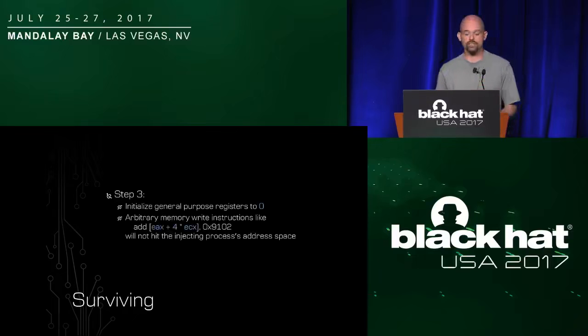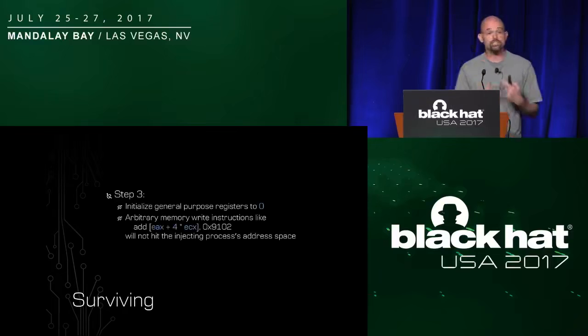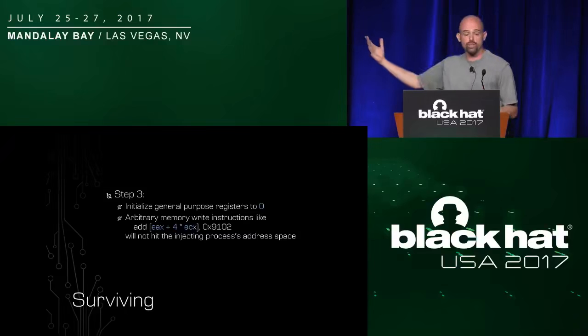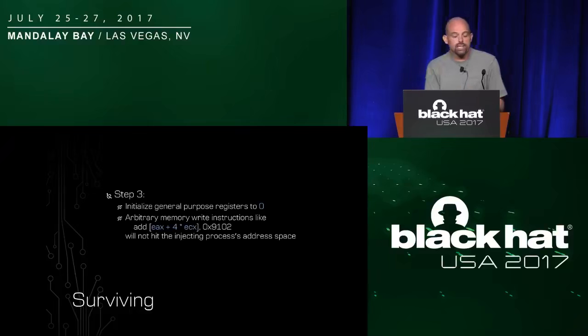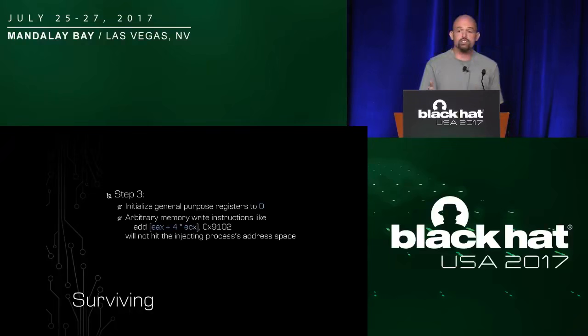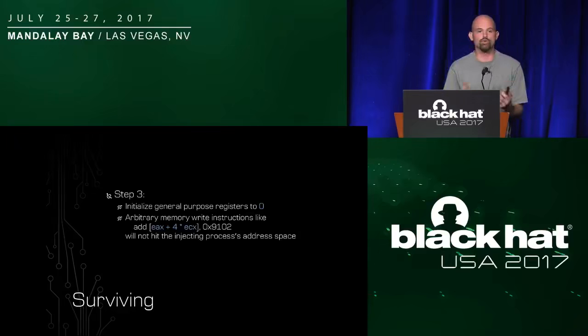The next step is we're going to initialize all general purpose registers to 0 right before we execute these candidate instructions. What that lets us do is find or generate an arbitrary instruction like this, which writes a value to some arbitrary location in memory, and it ensures that that address calculation resolves to 0. So EAX plus 4 times ECX is 0 as long as our registers are all initialized to 0. That ensures that memory accesses don't accidentally hit the process's address space. You don't accidentally corrupt your process data.